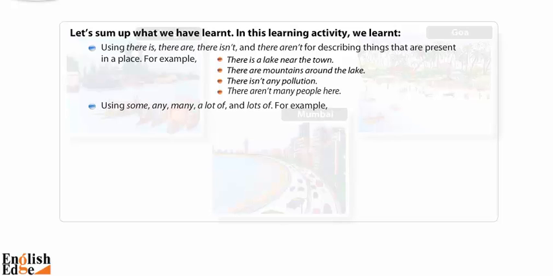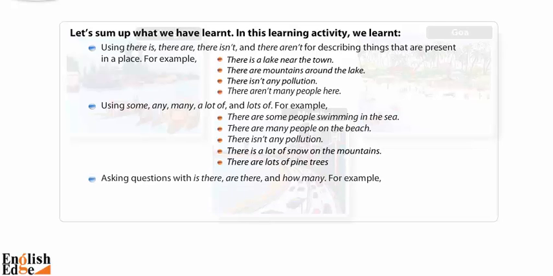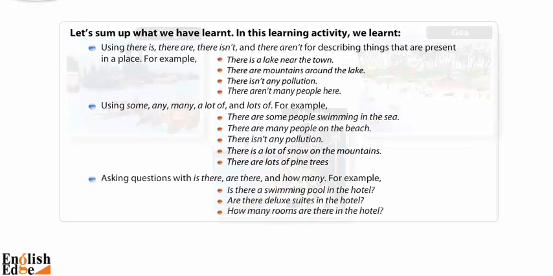Using some, any, many, a lot of, and lots of. For example, there are some people swimming in the sea. There are many people on the beach. There isn't any pollution. There is a lot of snow on the mountains. There are lots of pine trees. Asking questions with is there, are there, and how many. For example, is there a swimming pool in the hotel? Are there deluxe suites in the hotel? How many rooms are there in the hotel?